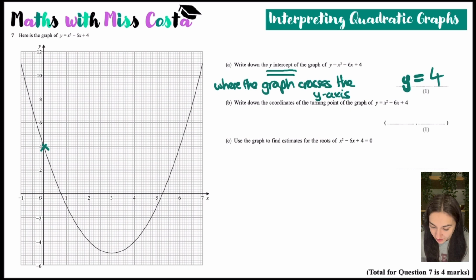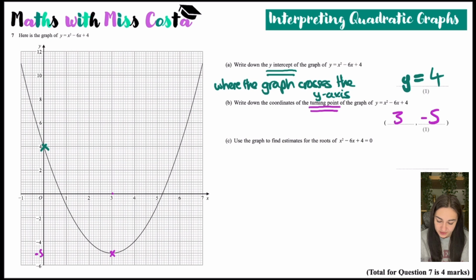Now for the next part, I'm being asked to write down the coordinates of the turning point of the graph. The turning point is literally where the graph turns, so either the minimum or the maximum point. So over here, this is the coordinate of the turning point. So that's 3 and then -5.